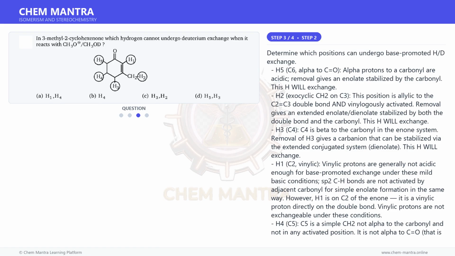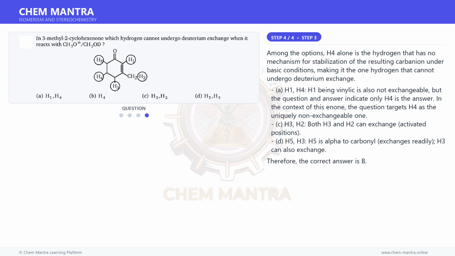H4, on C5, is a simple CH2, not alpha to the carbonyl and not in any activated position. It is not alpha to C=O, that is C6, and not allylic in a useful sense for enolate stabilization. Removal of H4 gives a carbanion with no resonance stabilization. This H cannot exchange. And for the final step. Among the options, H4 alone is the hydrogen that has no mechanism for stabilization of the resulting carbanion under basic conditions, making it the one hydrogen that cannot undergo deuterium exchange.